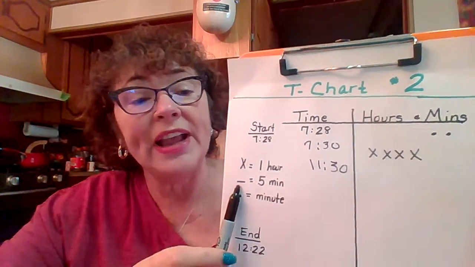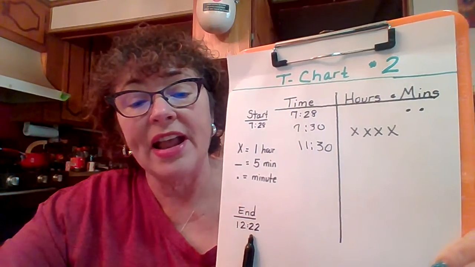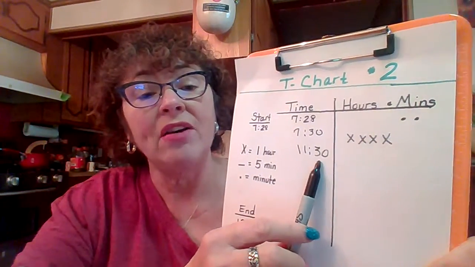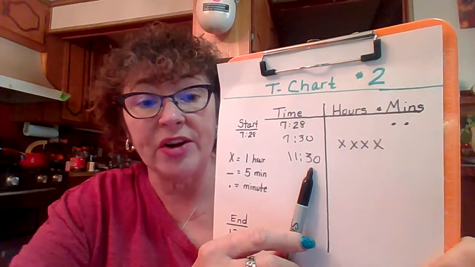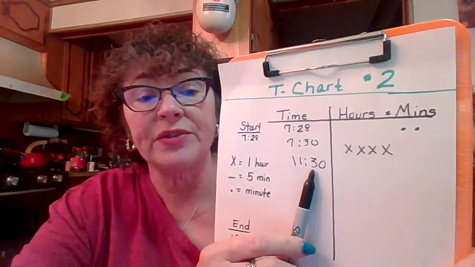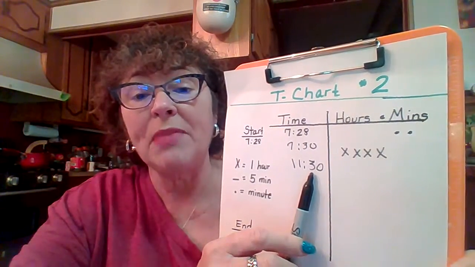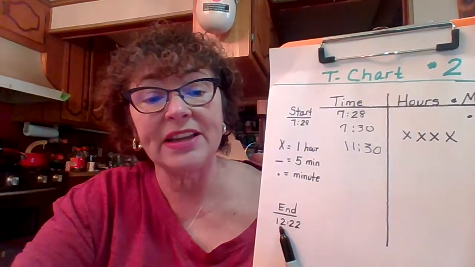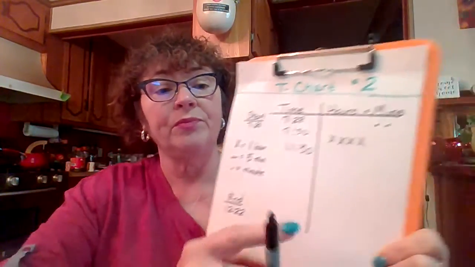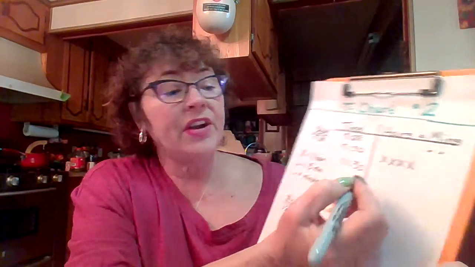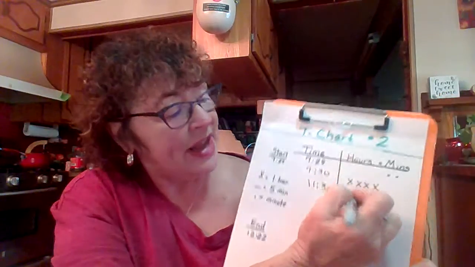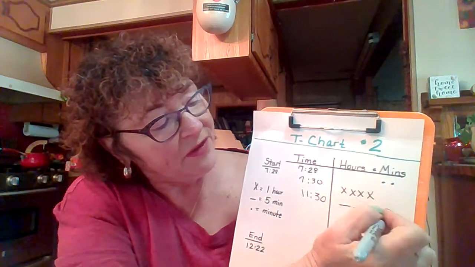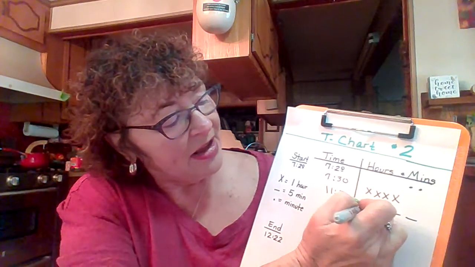Now we're ready to get as close to 12:22 as we can. Right now our new time is 11:30 because we added those 4 hours. Let's count by fives and see how many it takes us to get to 12:22. So we're at 11:30. Here we go: 11:35, 45, 55, 65.